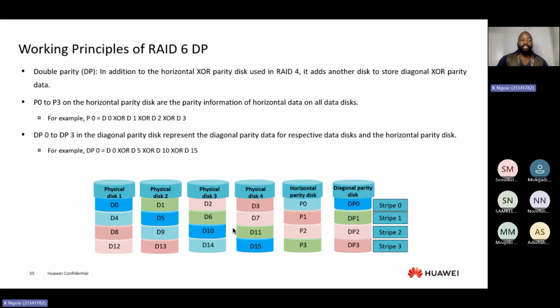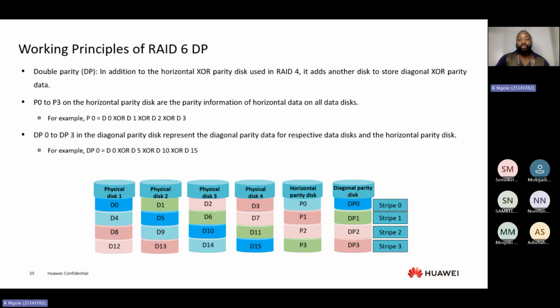If we take D1, D6, D11, P3, that gives us the second one here. And so on. So if we take D2, D7, and P2, we have DP2. And then D3 and P1 give us DP3. So basically that is the diagonal parity. The diagonal parity provides a second layer of protection, which will enable recovery from two simultaneous disk failures. So if we have two disks that failed, we can recover them with this method.